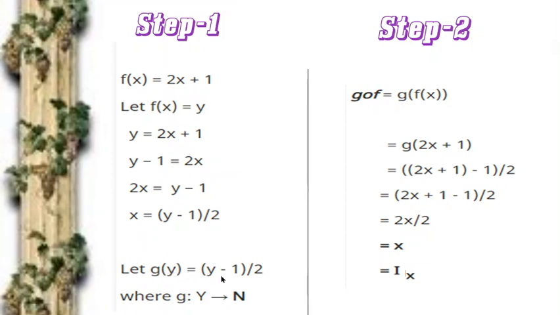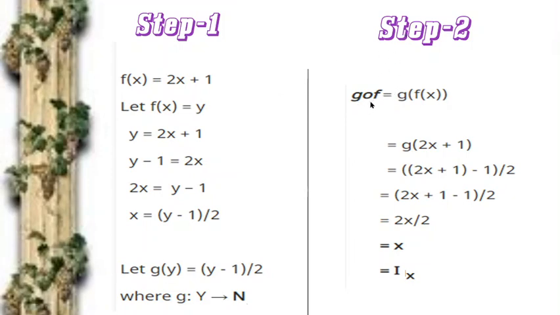g(y) is equal to (y minus 1) upon 2 because we have to define another function g where domain and codomain will be swapped, where g will be now defined from Y to N because what was the domain and codomain of function f? N to Y. So it will be Y to N.